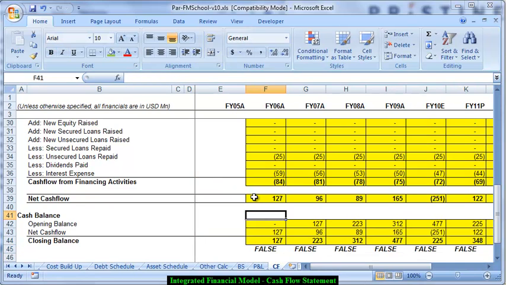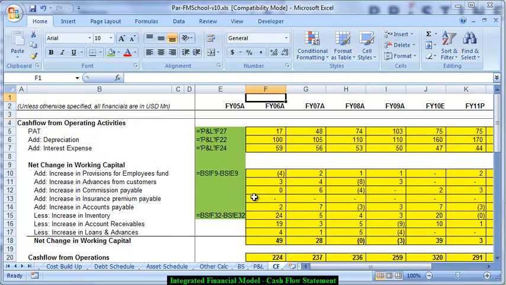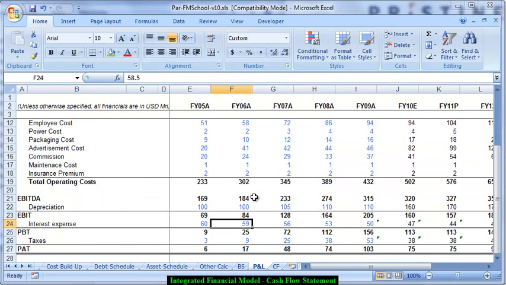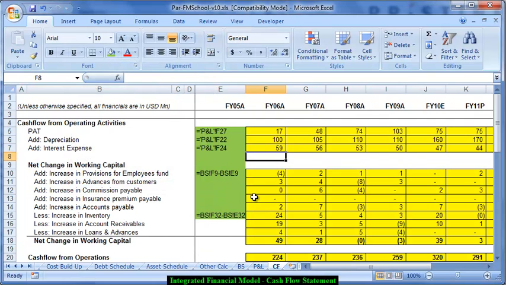Please note that when you are creating these models, you have to make sure that all these checks and balances are in place. So let's review. I have PAT, I had depreciation, I add back the interest. Let's see if we have added back the correct interest from FY6. That's fine. All the F columns are linked to F columns. This is fine. Then I come here. This seems to be the error.